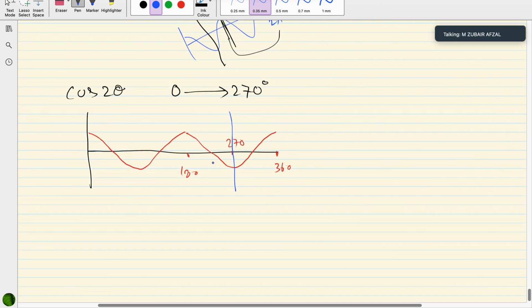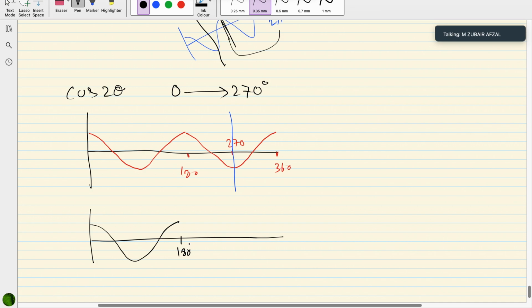So for cos 2 theta, but for the given domain 0 to 270, this is one complete cycle till 180, and then for 270, half of the cycle. So it ends here. This is our final answer, and the amplitude is 1. But what if I write 7 cos 2 theta and still draw it from 0 to 270? So now the amplitude is 7 and minus 7 and makes no difference to the number of cycles in 270. Are you getting it?